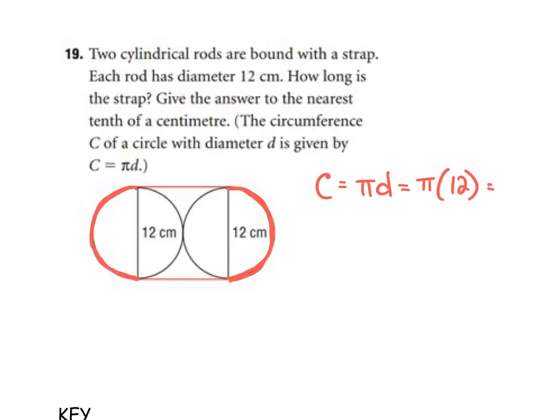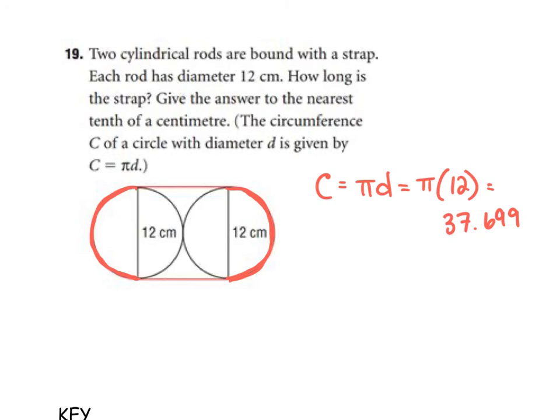So let me just find my pi button. There it is. So I'm going to go pi times 12 to give me 37.699. And it's good to not round until the very end. So in high school, you'll be expected to leave your answer unrounded until your very final answer. So don't round this number yet.